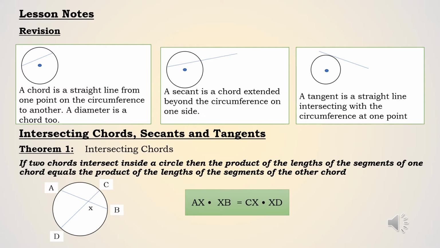Now let's take the first chord and find the product. So that would be AX times XB. That should be equal to the product of the lengths of the segments of the other chord. So the other chord will be CX times XD. So according to our theorem, the rule for this particular diagram is AX times XB, which is equal to CX times XD.